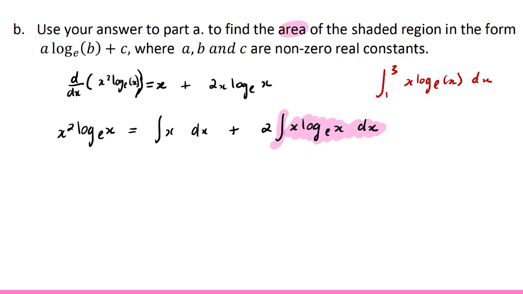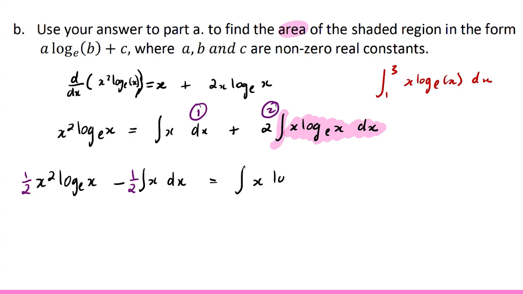Everything else needs to go to the other side. So the x squared log e x is already there. Take over the antiderivative of x, and then I'm going to divide everything by 2. So firstly, take this over. Secondly, take that over. So I'll just chuck that in at the front. That's a half, dividing everything by 2. When I take that all over, what am I left with? The integral of x log e x, which is exactly what I want.